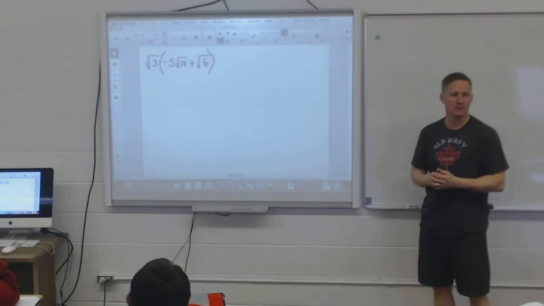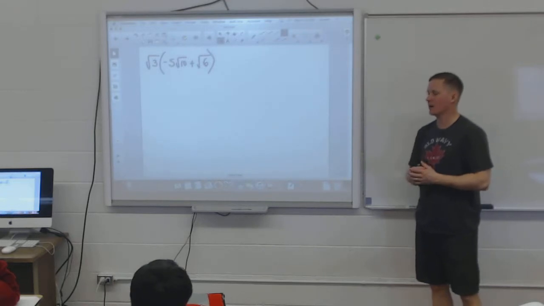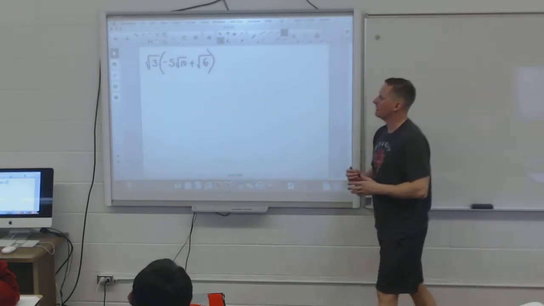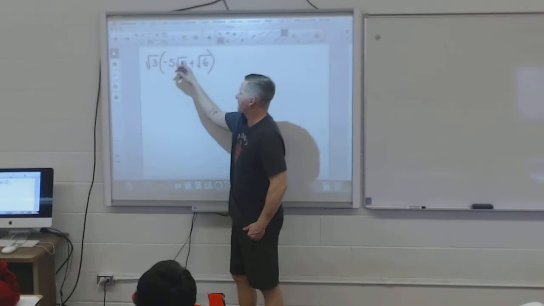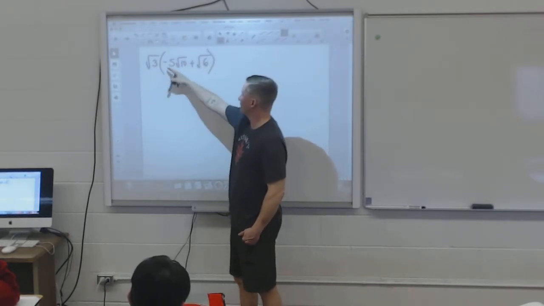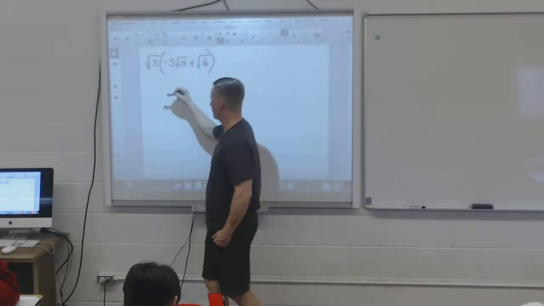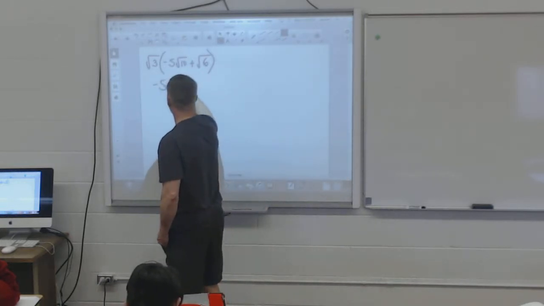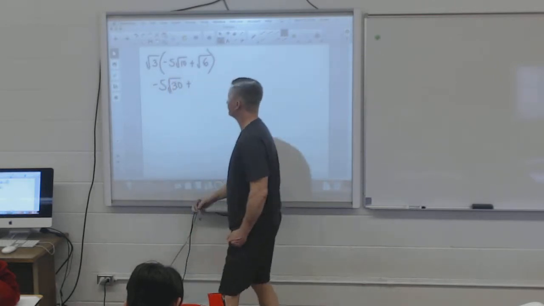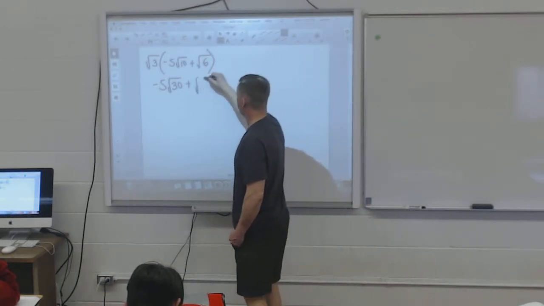Yeah, you distribute the root 3. I'm going to distribute the root 3 now, and then I'm going to simplify it and see what I get. To distribute the root 3, I have to multiply it by this, and then the root 3 has to multiply by that. So what's root 3 times negative 5 root 10? Very good. Negative 5 square root 30 plus root 18.